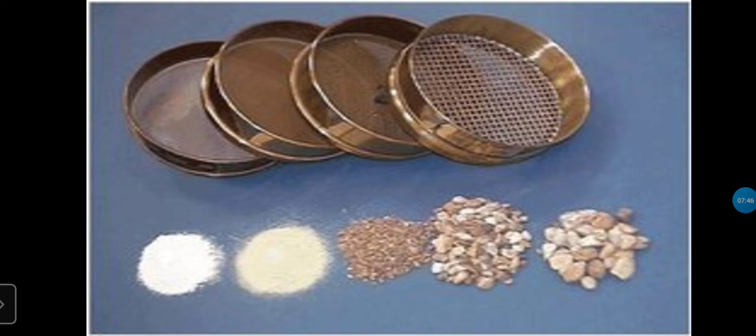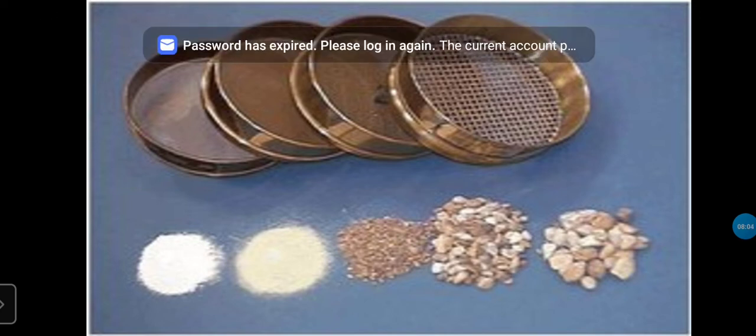The soil mixture is put into the topmost sieve and the set of sieves is shaken. Then in each sieve we can see different sizes of soil particles. Now you can see we separated the soil particles into 5 groups.